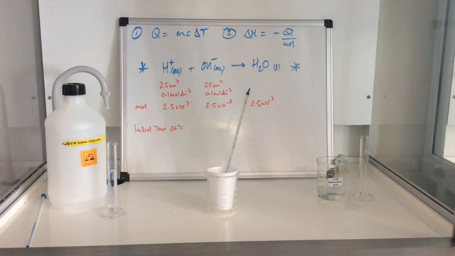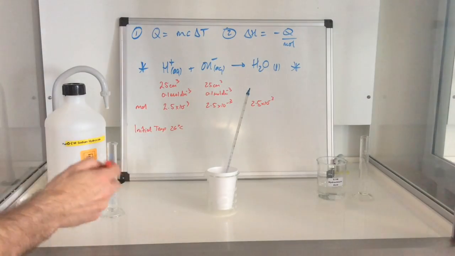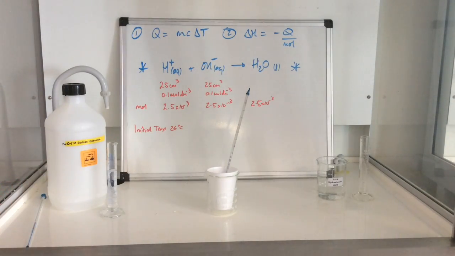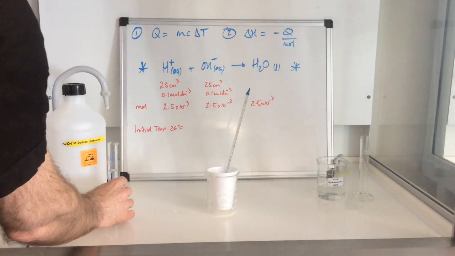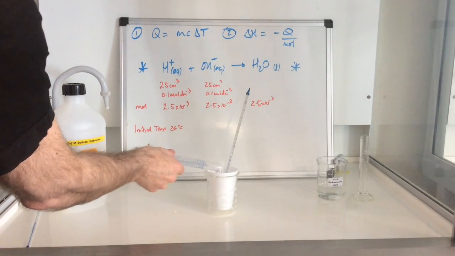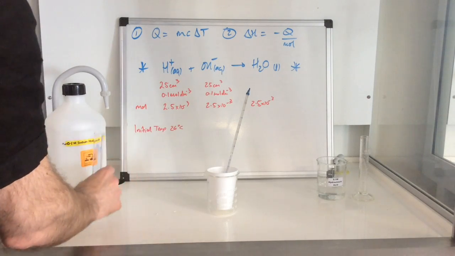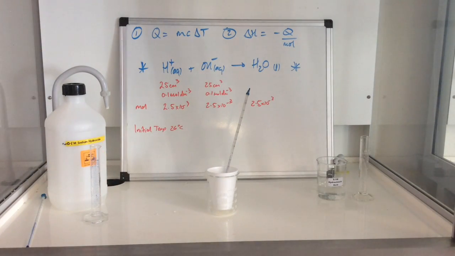So we'll do the experiment now. I've transferred the acid into the polystyrene cup, and you can see the initial temperature of both of the solutions is 26 degrees Celsius. So we'll put the sodium hydroxide in, and we're going to measure the maximum temperature that we get. So I've given that a stir and allowed it to reach its maximum temperature. Not very exciting, I'm afraid. We've gone from an initial temperature of 26 degrees C to a final temperature of 26.6 degrees C. So we've got a measly 0.6 degree temperature rise.